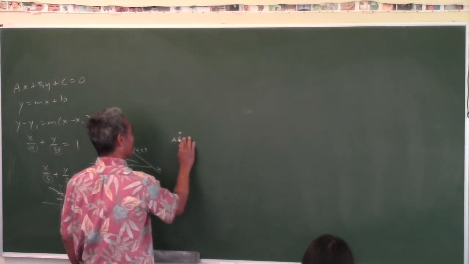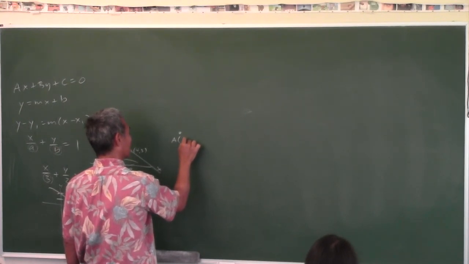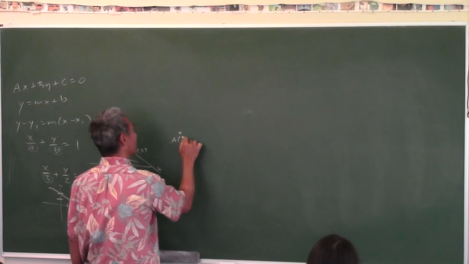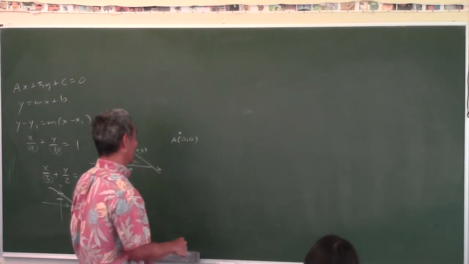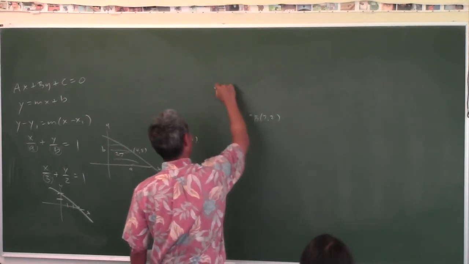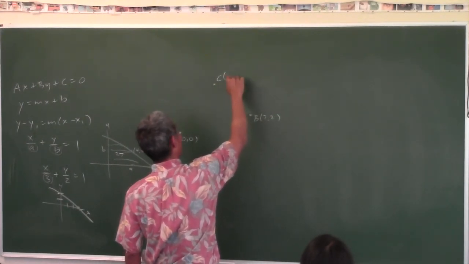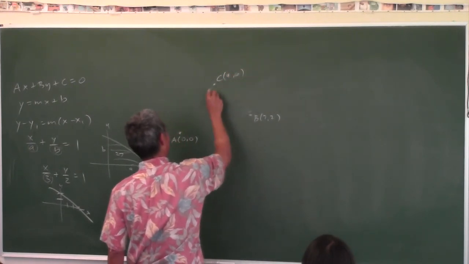5, 4, 5. Okay, let's put it closer to Oregon. 1, 2, 3. 1, 6. Okay, you know what? How close do you want? Okay, let's make it Oregon, 0, 0. And then here's B, 7, 2. And then here's C over here. How about 4, 6? Okay, here's a triangle.